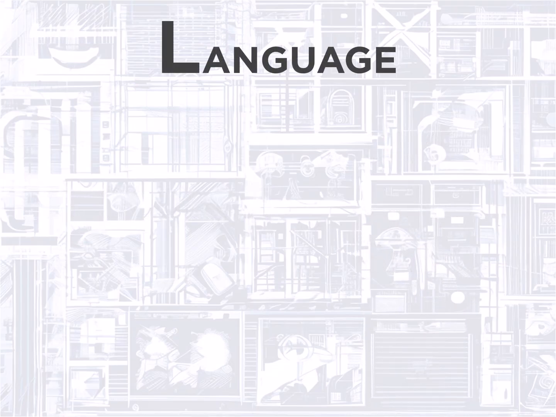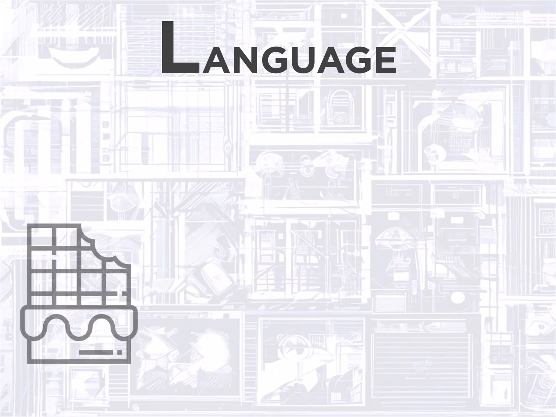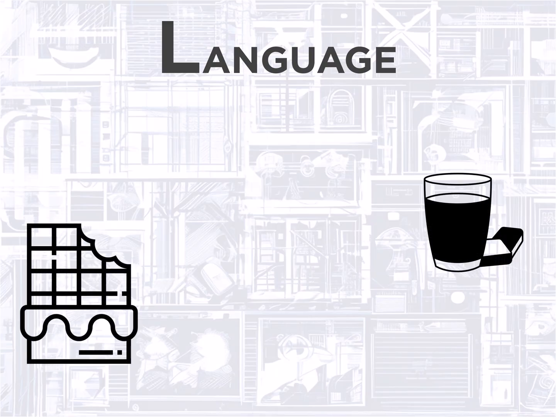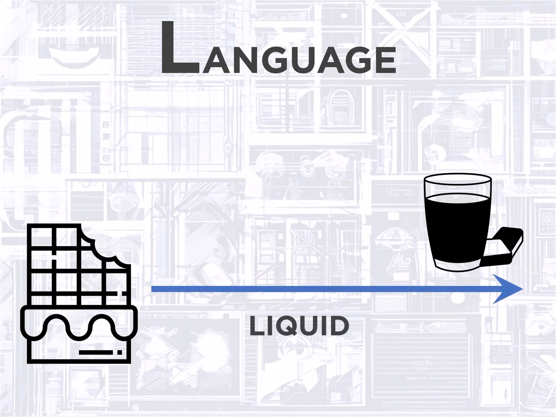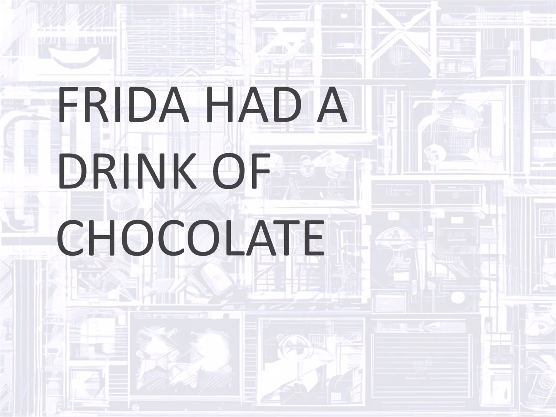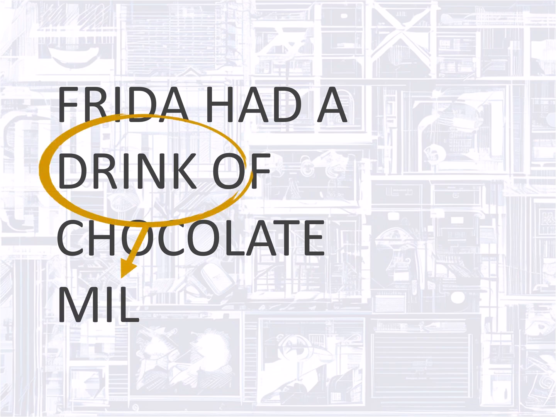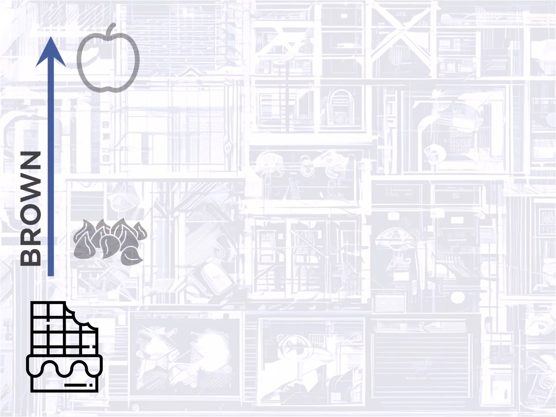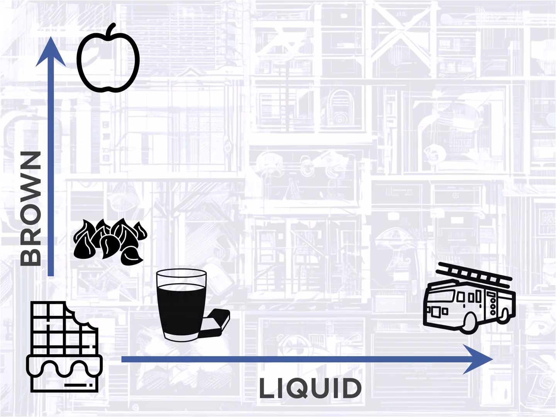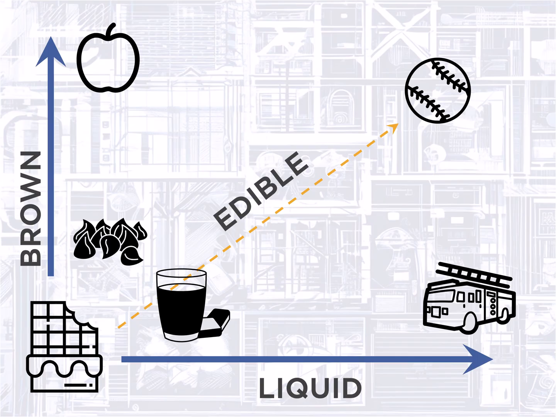On the other hand, if you ask ChatGPT what kind of chocolate did Frida drink, it might spot the word drink and then look from chocolate along the liquid dimension and find that the nearest word in that direction was milk. But let's suppose we're starting with chocolate and looking along both the brown and liquid dimensions. If we add a third dimension, let's say edible, we're already reaching the point where it's hard to represent the relationships graphically and the limits of what most people can hold in our minds.